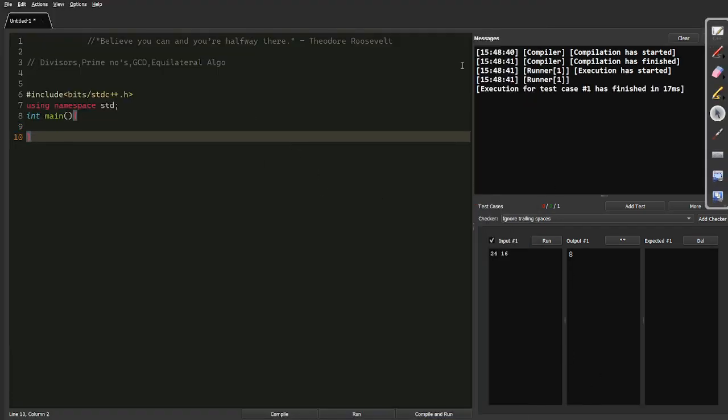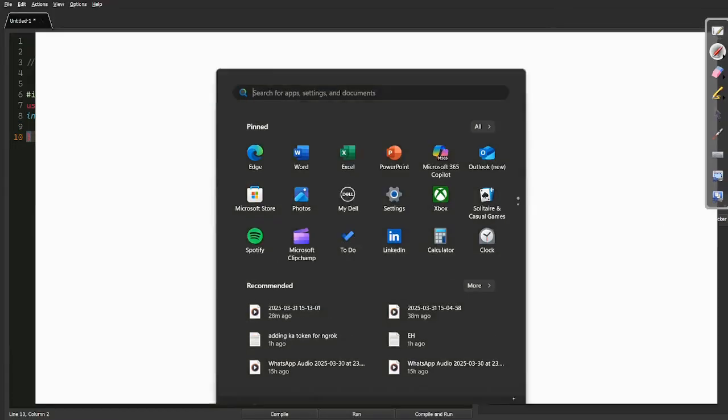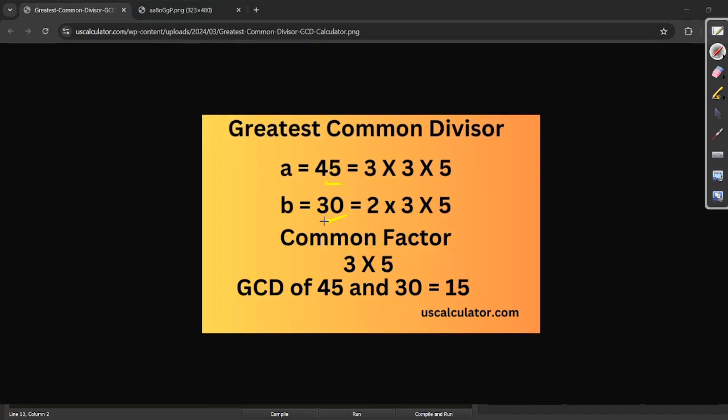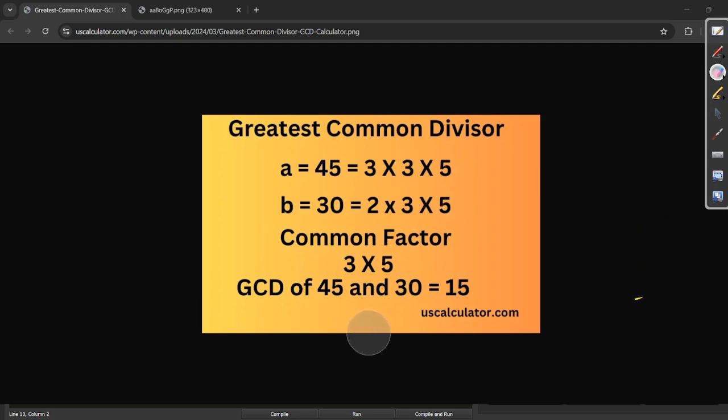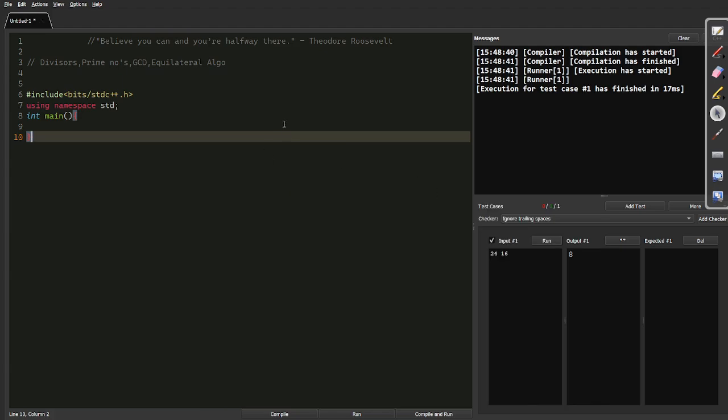So we are going to find the GCD. GCD stands for greatest common divisor. If you do not have any idea about GCD, for the GCD of 45 and 30, you pick the common divisors and keep on multiplying them. It's also called the HCF, the highest common factor. GCD and HCF are the same, so don't be confused. You pick the highest common factor between the two numbers.